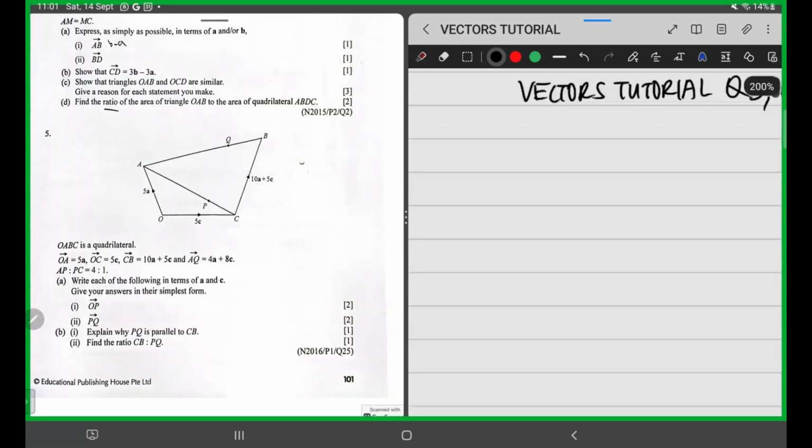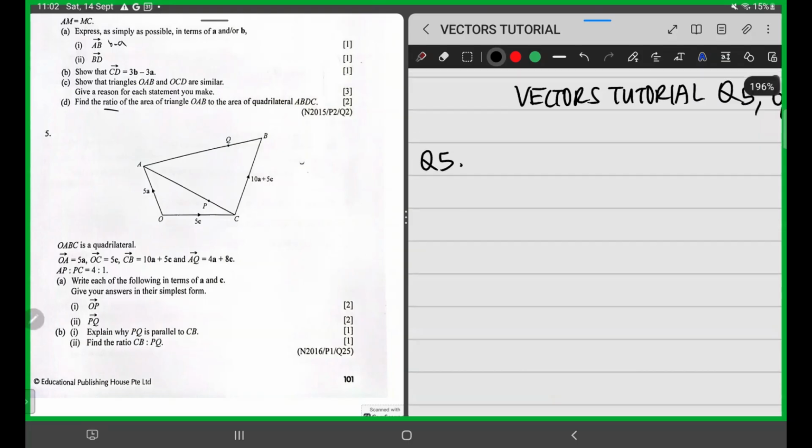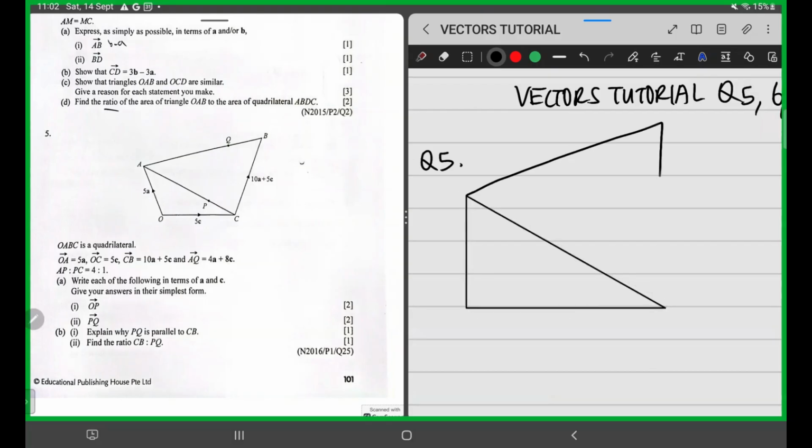Okay, so for question 5, we have a quadrilateral, not specified what type of quadrilateral this is, so it doesn't really matter. Just know that it's 4 sides. Okay, so they say express in terms of A and C, give your answers in the simplest form. You want to find OP. So for this vector, if we were to draw it out, I recommend you draw out vectors, at least for 2D vectors, right? It's very easy to draw out. Then it's very easy to visualize also.